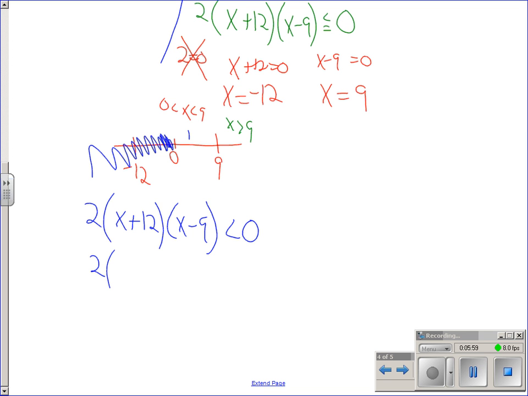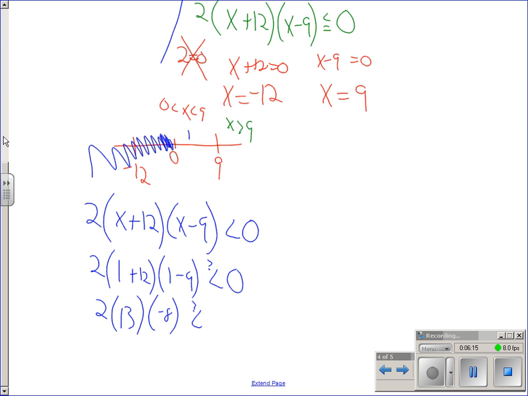So 2 times, I'm just going to plug it in, (1 plus 12) times (1 minus 9). Is that, question mark, less than 0? 2 times 13 times negative 8. Again, question mark, less than 0. 2 times 13 is 26, times a negative 8. I don't know what that number is, but I know a positive times a negative is a negative answer. A negative number is always going to be less than 0.